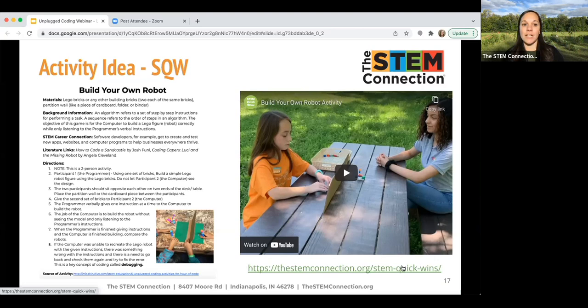So that activity sheet, just a 1-pager with your materials, a little bit of background information, a career connection, literature links, and then your directions. So just real quick and easy. So hopefully, easy for teachers to use or out of school time programs to use without having to really get any very specific materials. Hopefully it's all things on hand. So we'd love to take a couple of minutes to show you our Build a Robot activity with Tammy and Isabella.